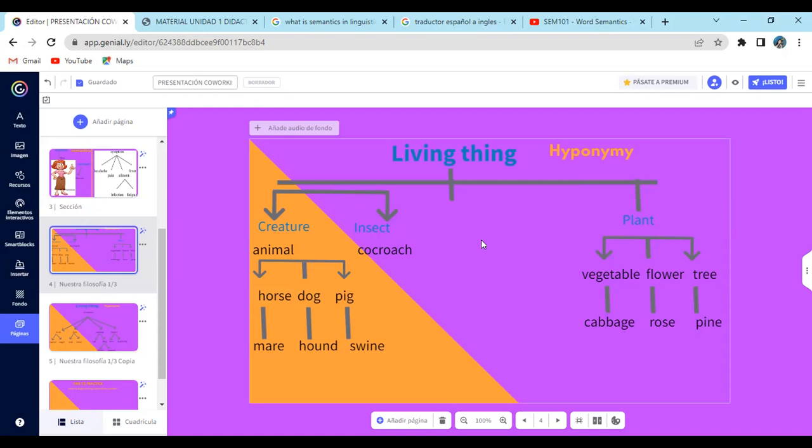Using your palatal, and this is not a dental sound. It's like O, O. So hound, hound.